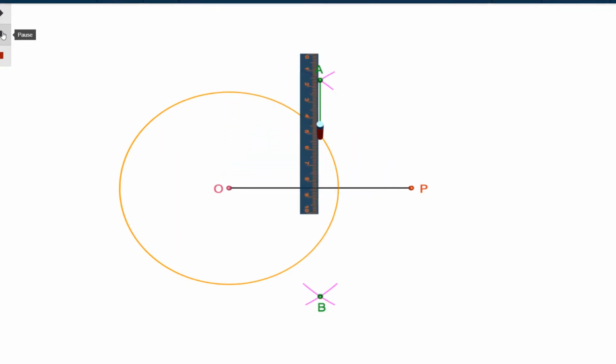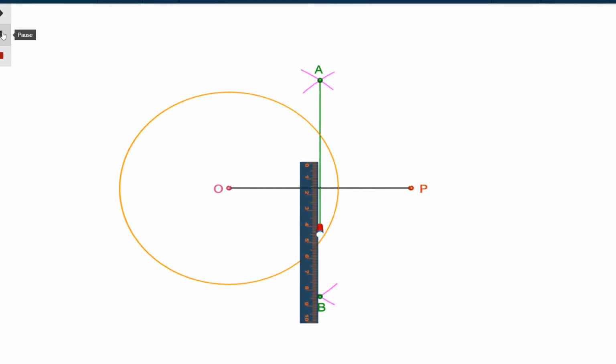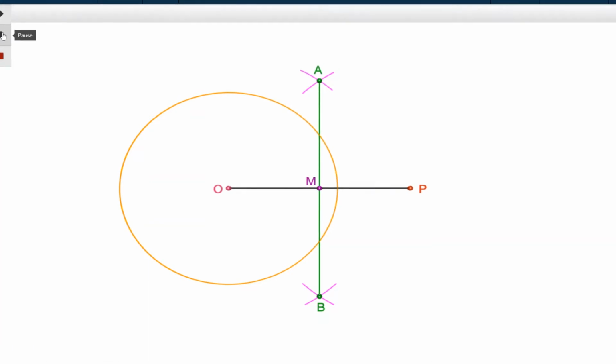Join AB. AB is the perpendicular bisector of line segment OP. See, AB crosses OP at some point. That point is the midpoint of line segment OP. Name it as M. So M is the midpoint.